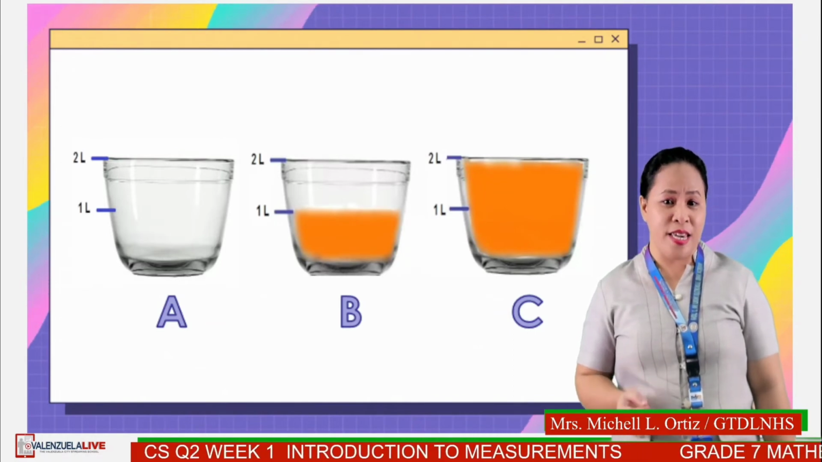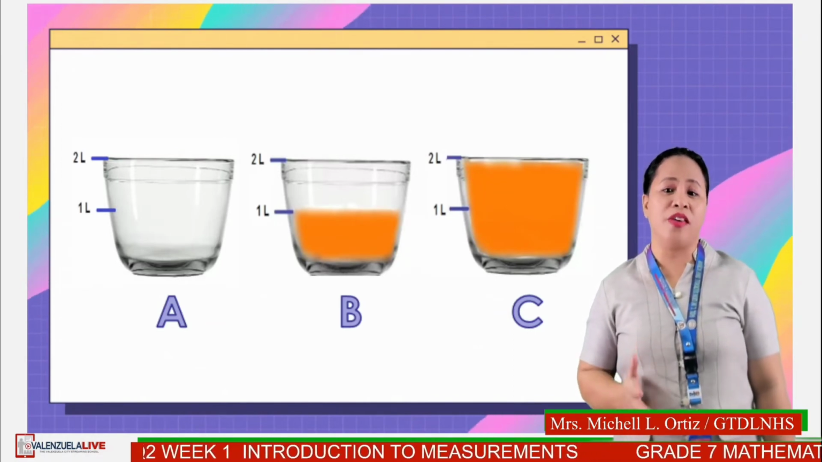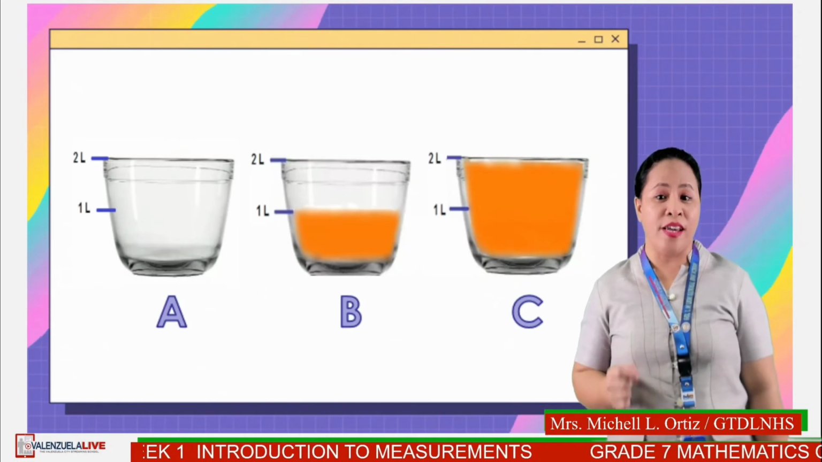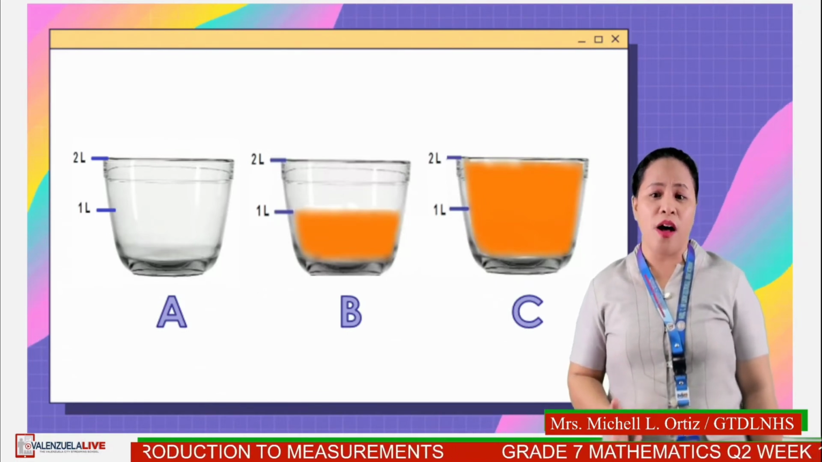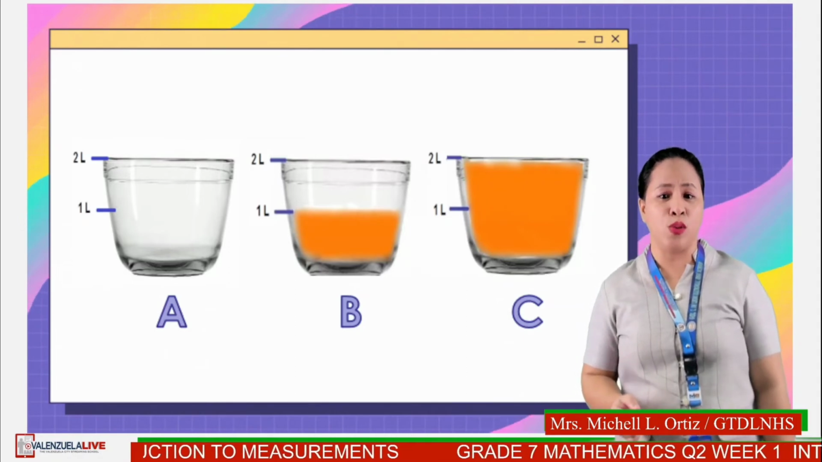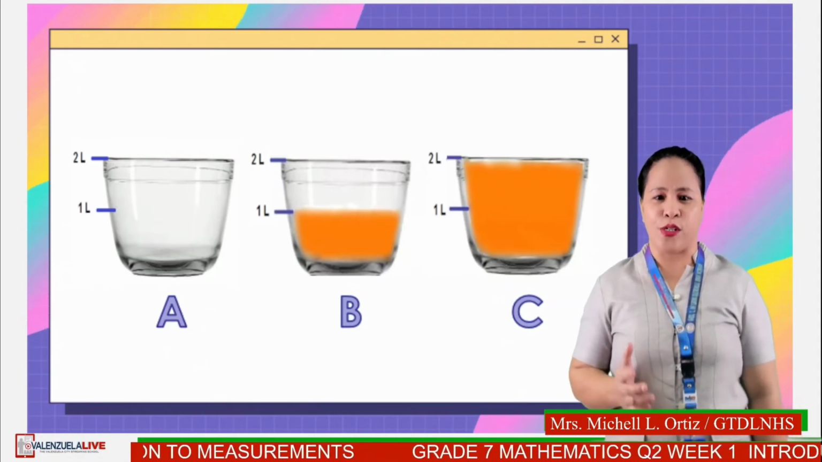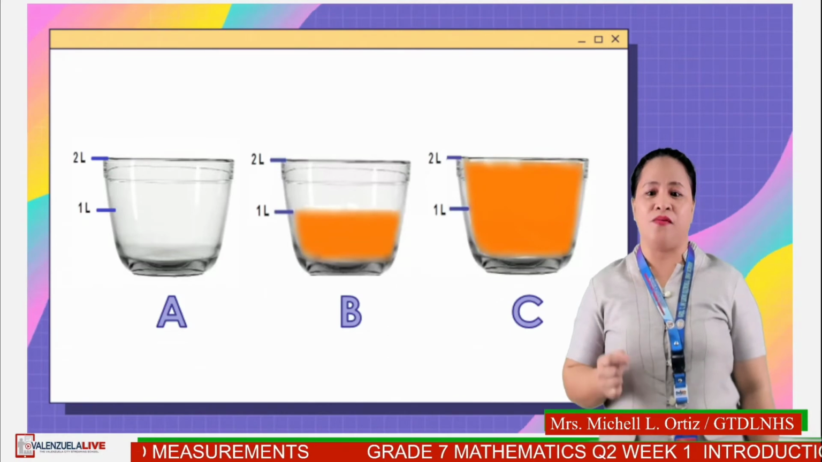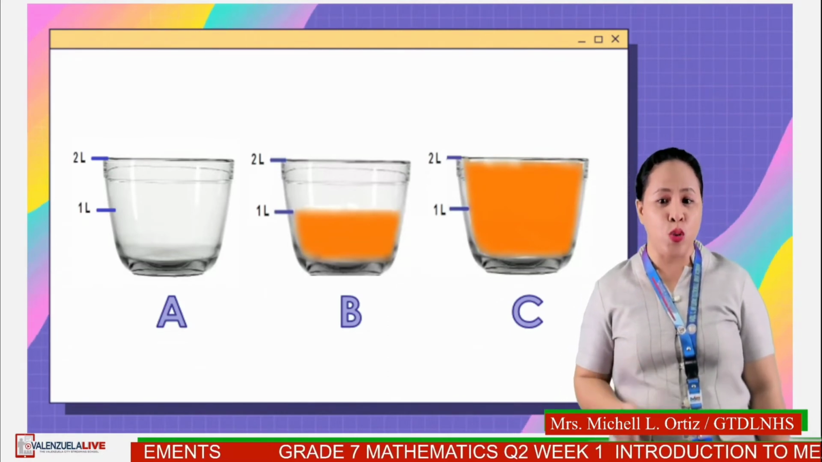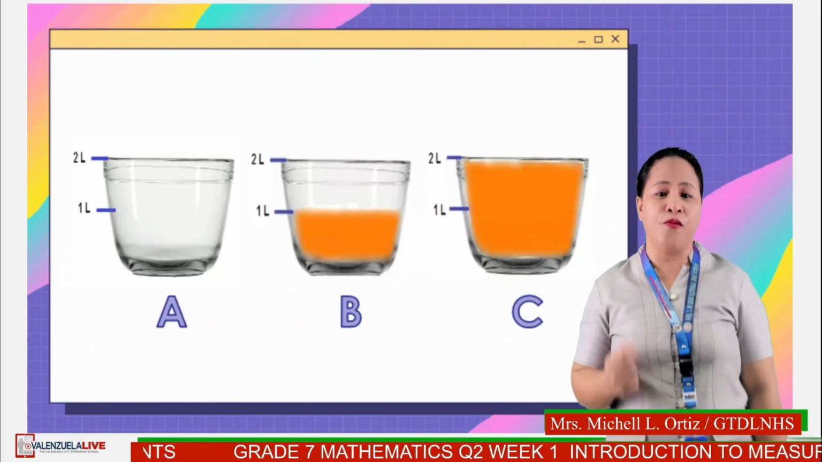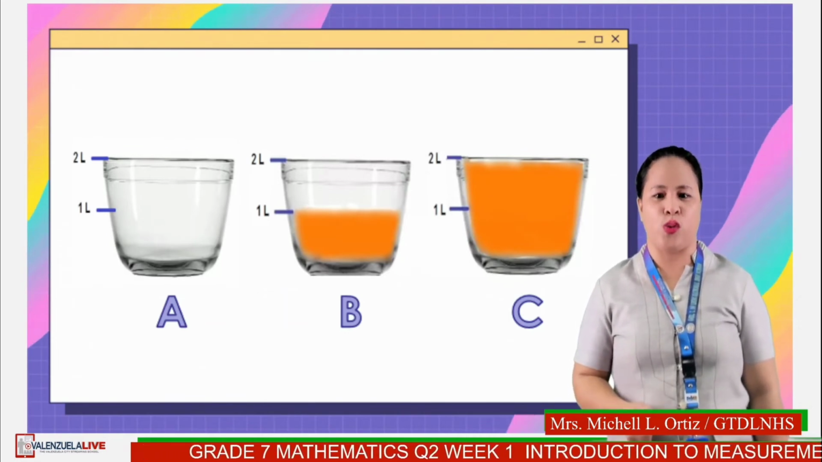In figure B, the volume of the orange juice is 1 liter, while in figure C, the volume of the orange juice is 2 liters. In figure C, the capacity of the bowl is equal to the volume of the orange juice since the bowl is filled with orange juice.